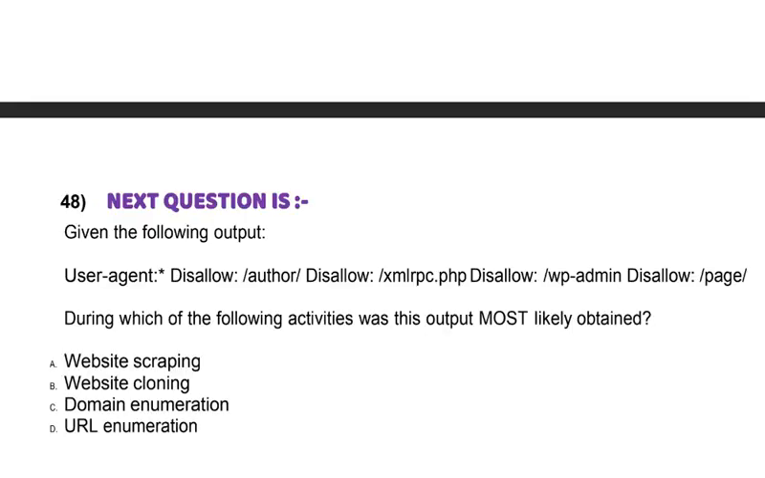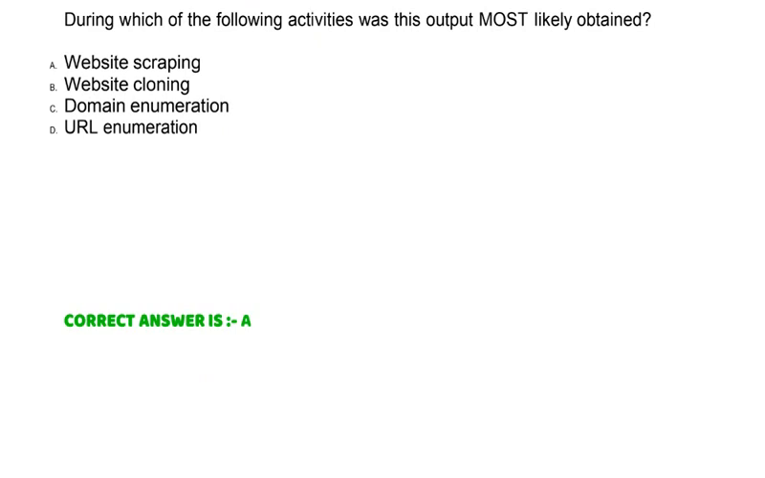Question is, given the following output, during which of the following activities was this output most likely obtained? Option A, website scraping. Option B, website cloning. Option C, domain enumeration. Option D, URL enumeration. Correct answer is option A.